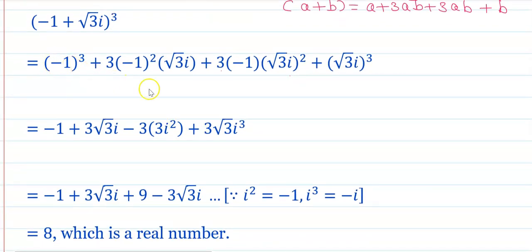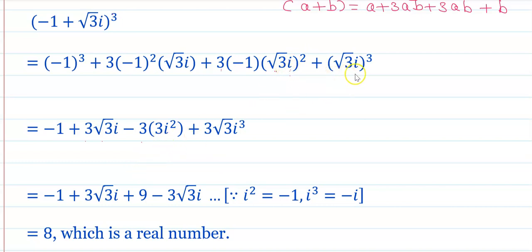Okay. (-1)³ means what? Minus 1 into minus 1 into minus 1. Minus 1 raised to odd is minus 1, minus 1 raised to even is plus 1. 3 into plus 1, 3, 3 into √3i, overall you are getting 3√3i. Next, 3 into minus 1, minus 3. (√3i) square means what? 3i square. What is the square of root 3? It is 3. So 3 into i square.